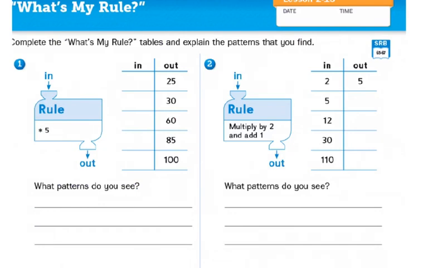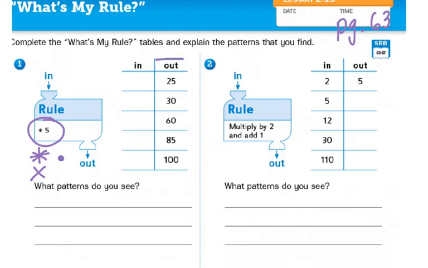So we're going to go ahead and open our journal to page 63. At the top it says, what's my rule? So go ahead and open to page 63. We'll see different types of input-output what's my rule table. It says complete the what's my rule table and explain the patterns you found. Here is the rule. This asterisk also means multiplying. Sometimes you also see a dot like this. It all means to multiply.